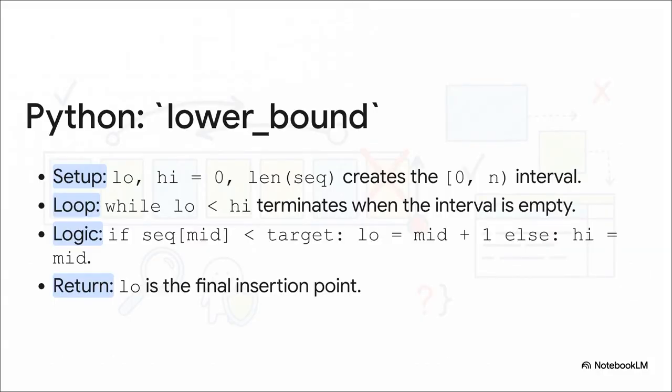And here's the payoff. This is what it looks like when you put it all together in clean, beautiful Python. This lower_bound function finds the first spot a target could be inserted. And look at the setup. low, high = 0, len(seq). Right away, we've established our perfect [0, n) interval. The loop is while low < high. It's the exact logic we just talked about, and it is absolutely bulletproof.